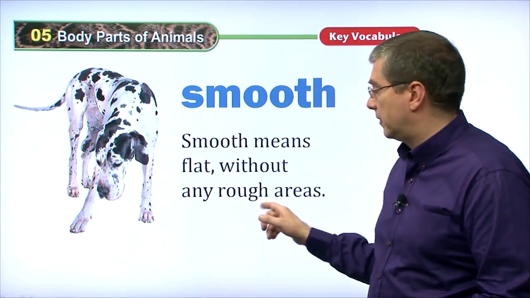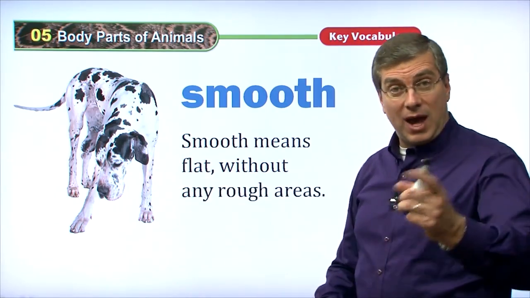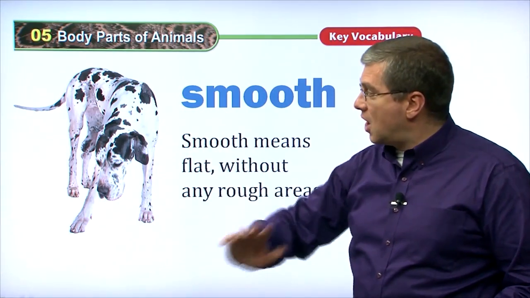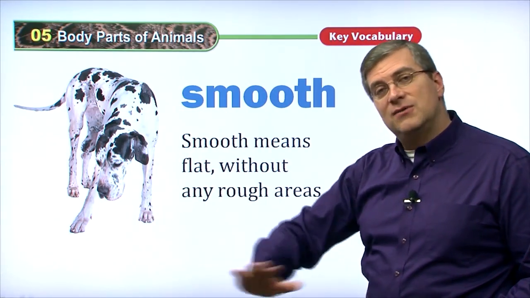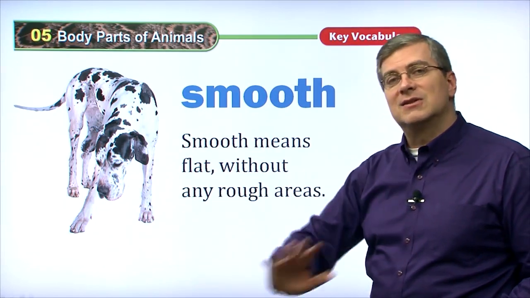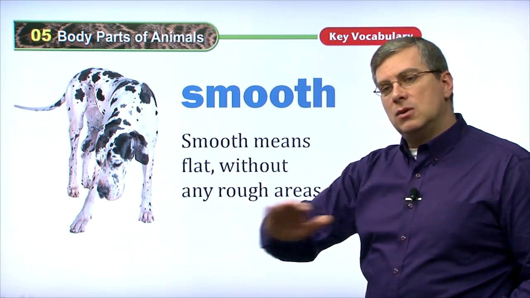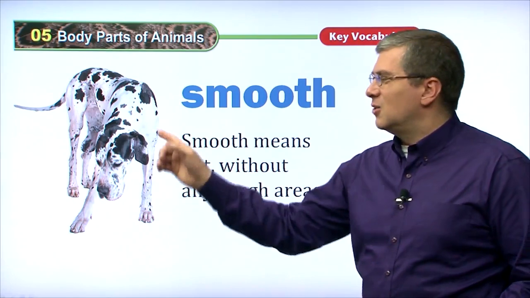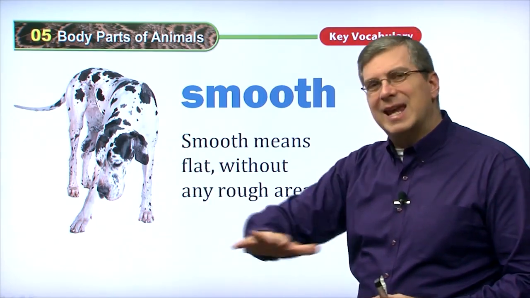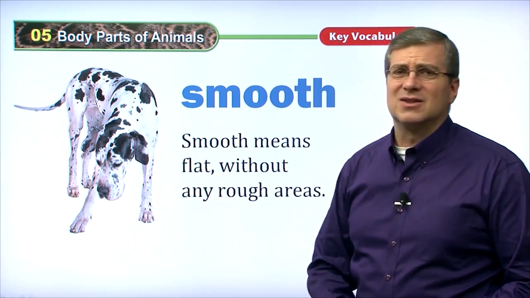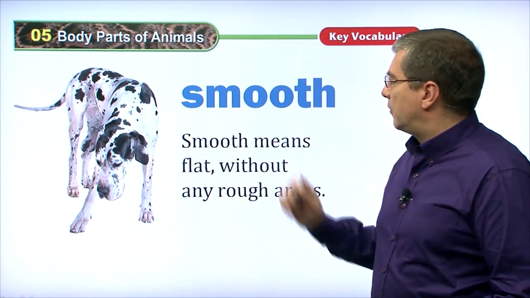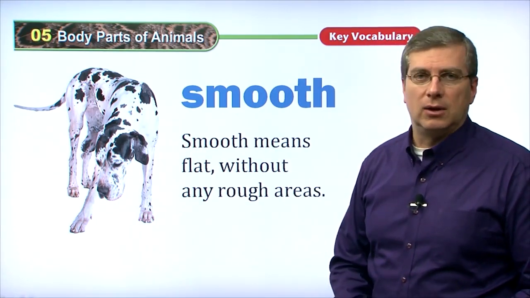It's rough, okay? If you have a dog, you can pet your dog, the dog's fur is very smooth. It's very nice and soft. It's pretty flat, and you can run your hand along it. You wouldn't want to run your hand along an alligator because it's very bumpy. It's not smooth. So smooth, flat, without any rough areas.